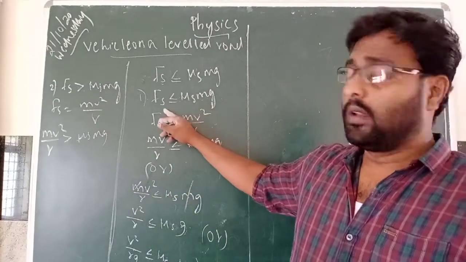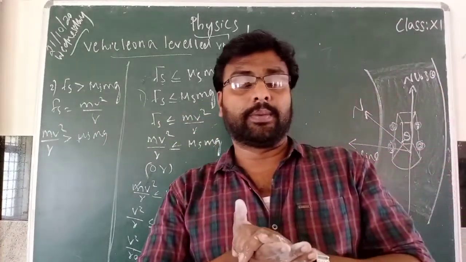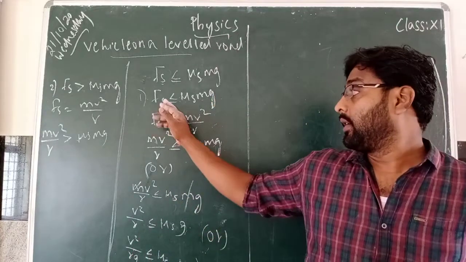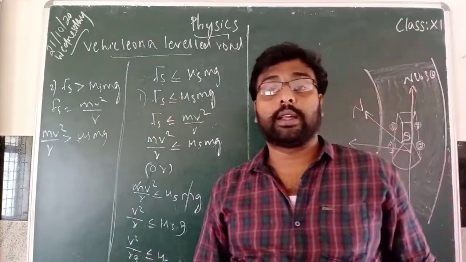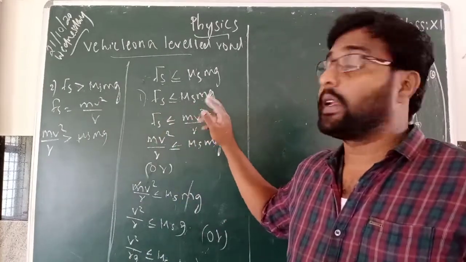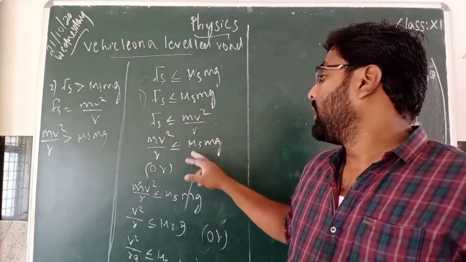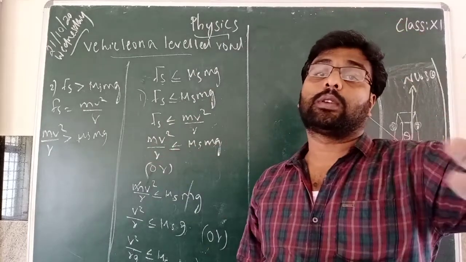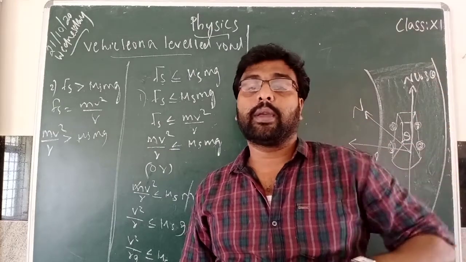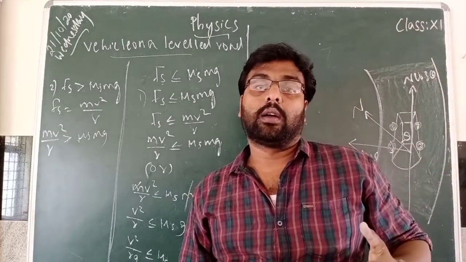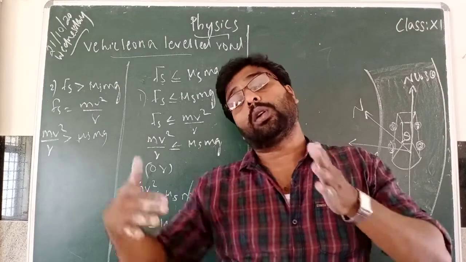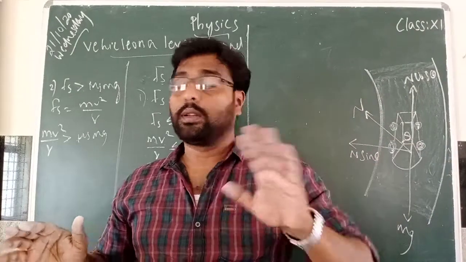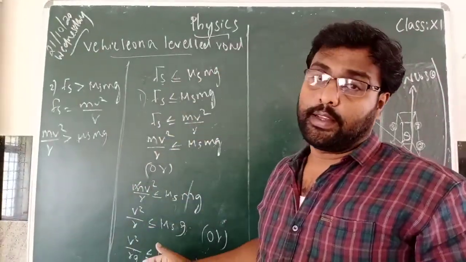Here remember that in both cases the centripetal force is provided by the coefficient of static friction. Here the coefficient of static friction is more. That means the centripetal force is less than the static friction. So if it is less, it can provide enough centripetal force for the safe turn. Now the vehicle won't skid for the safe turn. We are using this condition.